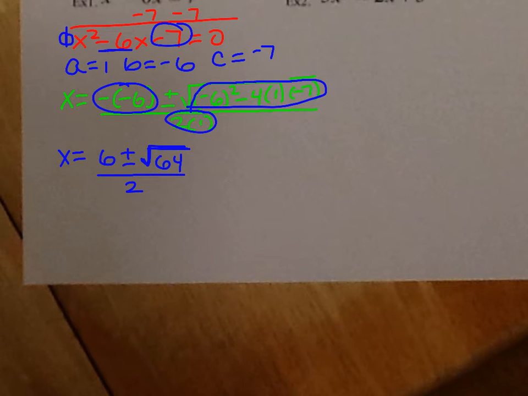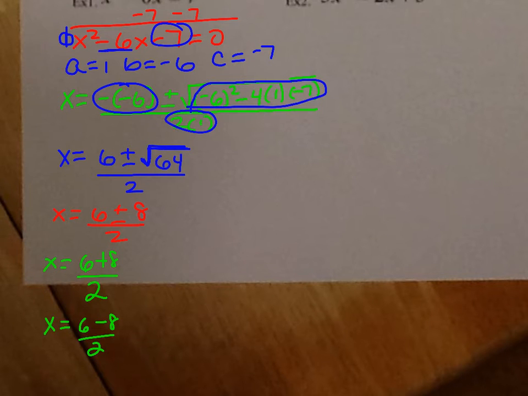So simplify the square root of 64. So we have x equals 6 plus minus 8, that's the square root of 64 over 2. Now we're going to separate this. So we have x equals 6 plus 8 divided by 2, and then we have x equals 6 minus 8 divided by 2.